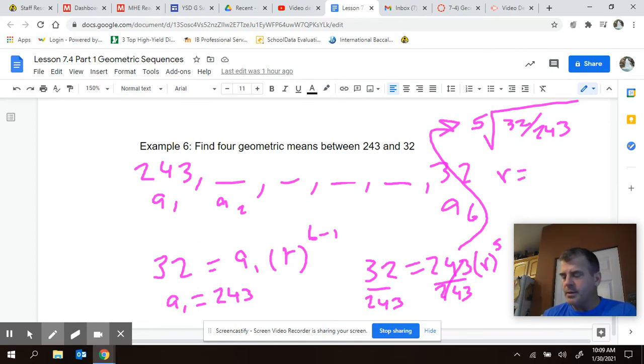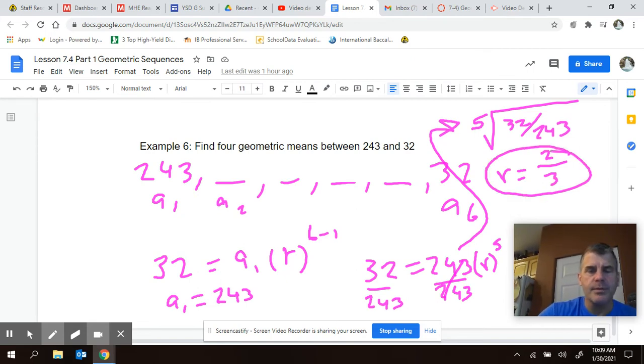So R is equal to... Now, here's a way to do this. This is one way. Just separate those. Instead of doing the decimal equivalent, take 32 and take it to the 1/5 power. This isn't anything new. We did this earlier in the year. And you should recognize that the 5th root of 32 is 2. And then take 243 and raise it to the 1/5 power. That's the same thing as taking the 5th root. And you get 3. And so now we know the common ratio is 2/3.